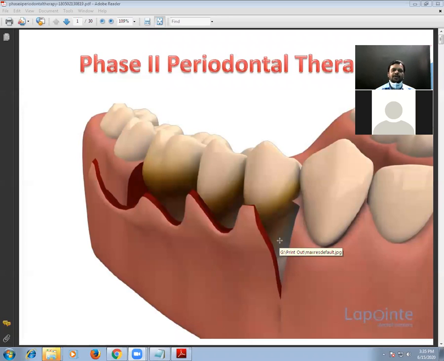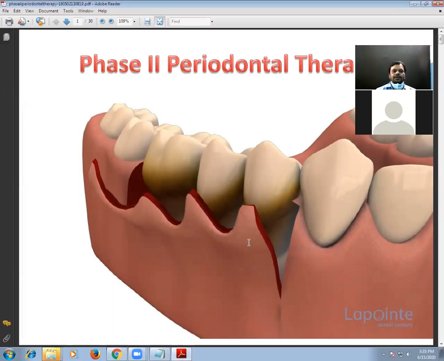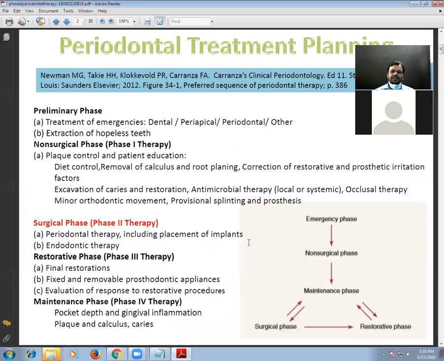So as you know, according to the treatment plan, there are four phases of treatment plan. The first is your preliminary phase or emergency phase. Second one is your phase 1 therapy or non-surgical phase. So in phase 1 therapy, usually non-surgical periodontal treatments are performed. The next comes the surgical phase, also called phase 2 therapy. Then comes the restorative phase, also called phase 3 therapy. And the last one, phase 4, is the maintenance phase.